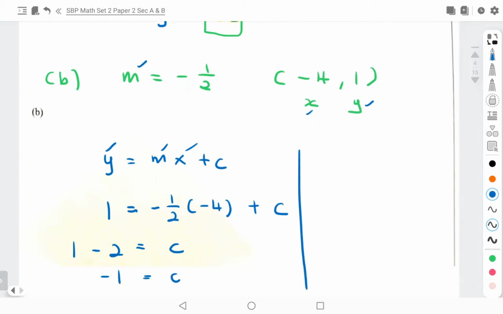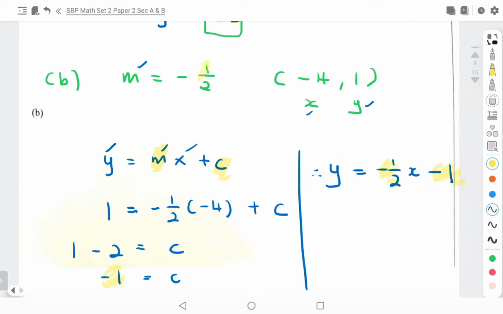Then you got the general equation already. So substitute the value m and c. Y equal to m, because of parallel, so it will have the same value. X plus c. Got the answer.